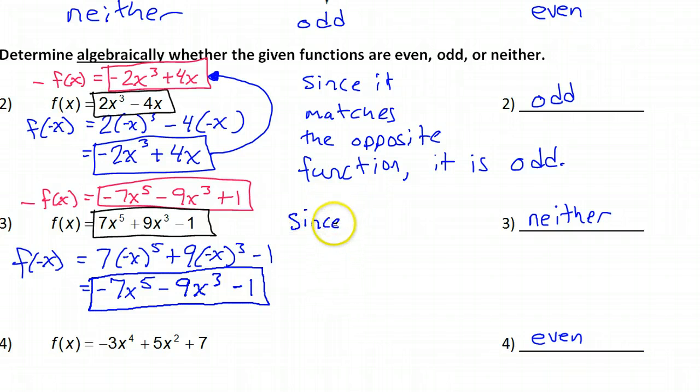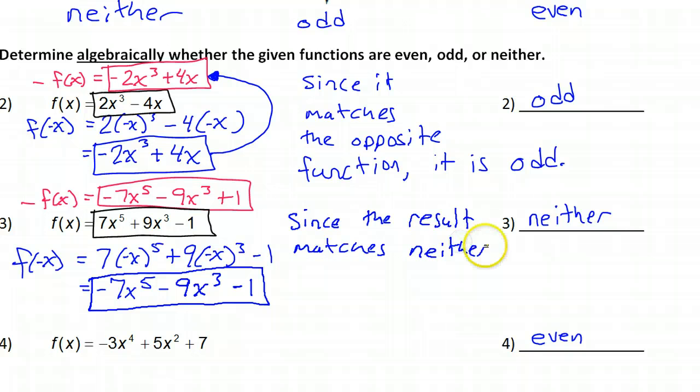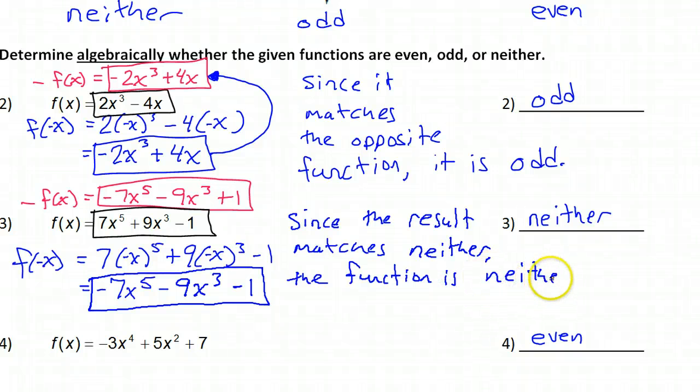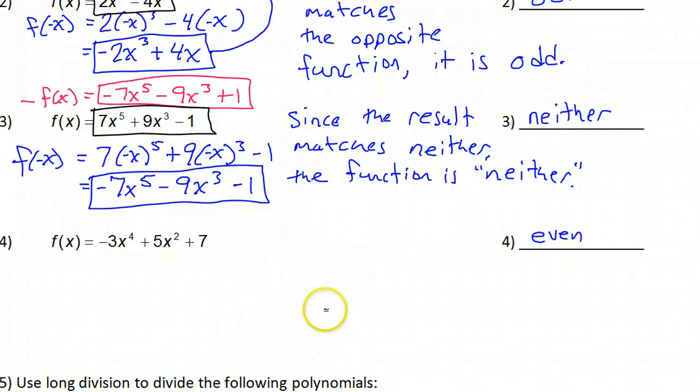Alright, since the result matches neither, the function is neither. Okay, meaning neither even nor odd. Okay, always wrap up with a little conclusion sentence.